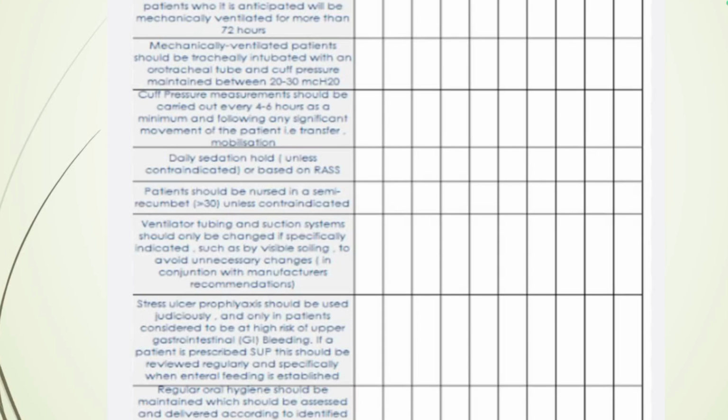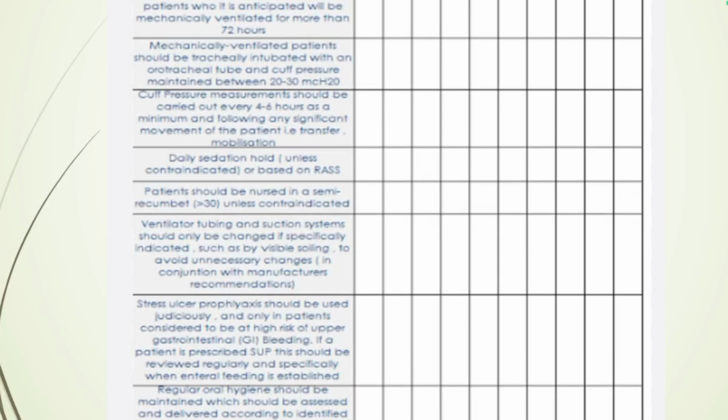Cuff pressure is important because if it is not in the proper range, it can cause dislodgement of the ET tube. Every shift the nurse should also check the daily sedation hold, a 30 minute sedation hold, to check whether the patient is reviving, regaining consciousness, or regaining reflexes. Those are the preventive checklists that should be performed by the staff nurse, and these are the preventive measures.